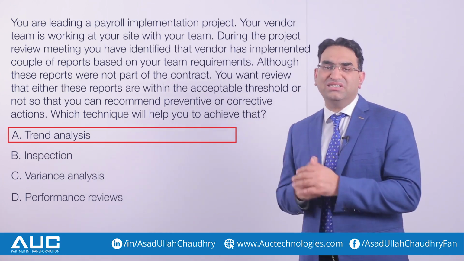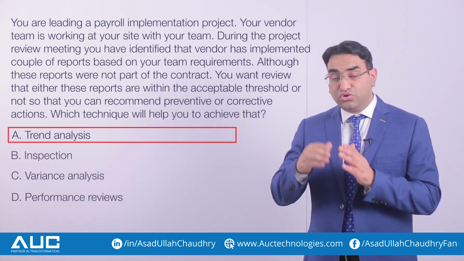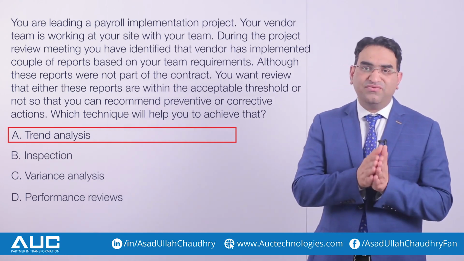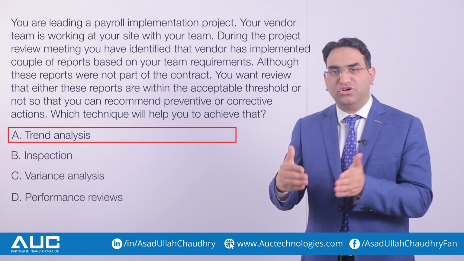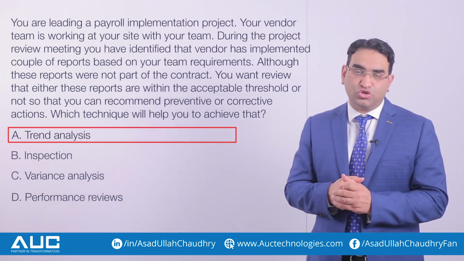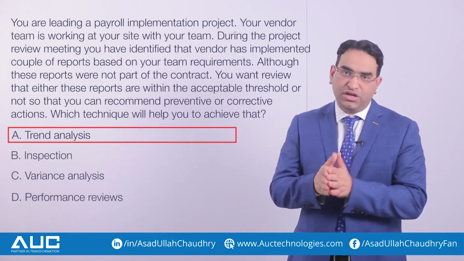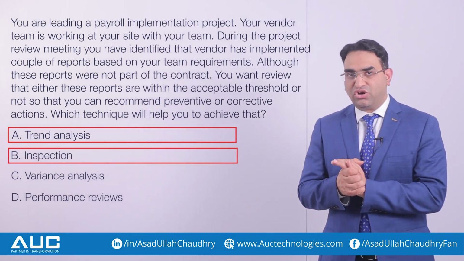Option number B says inspection. Generally, we don't use inspection when we are controlling the scope. We use inspection when we are validating the scope during the validate scope process, to check whether the verified deliverables are accepted by the end user or not. So this is not the right option in this context too.